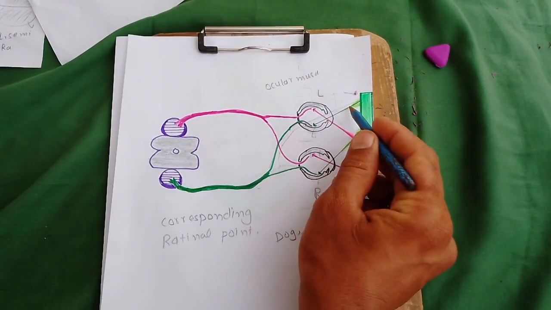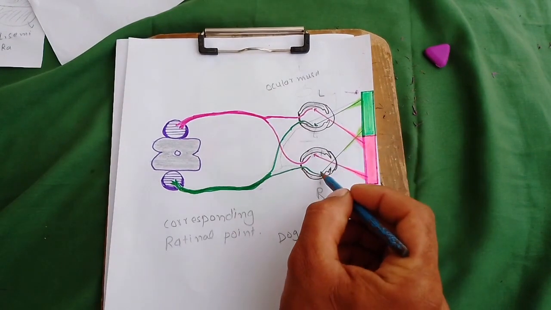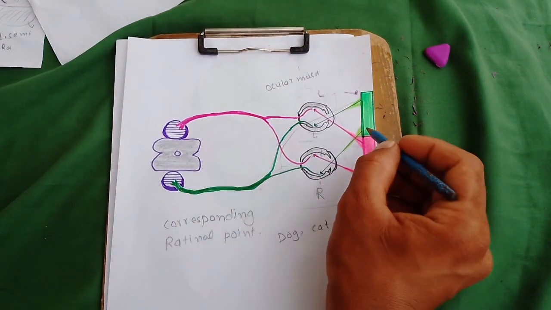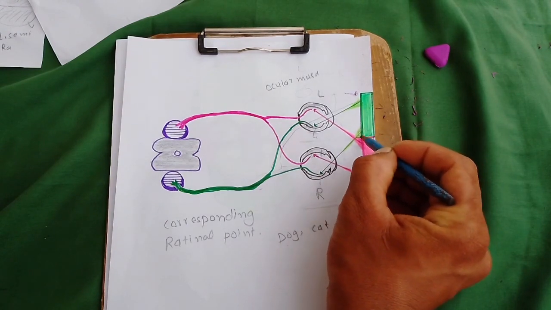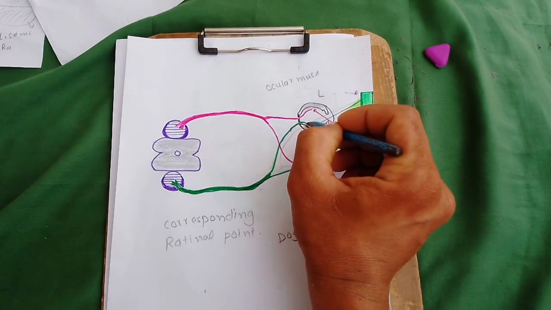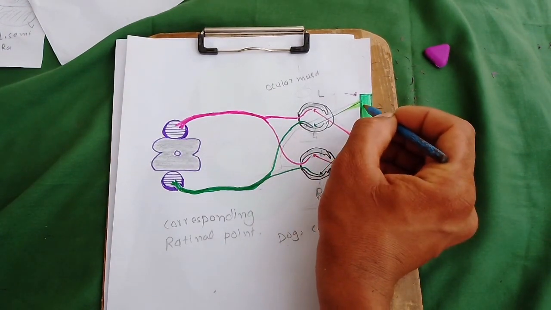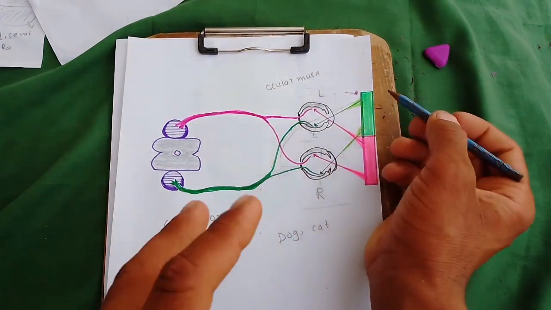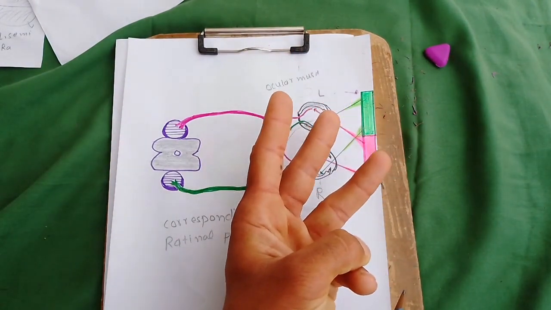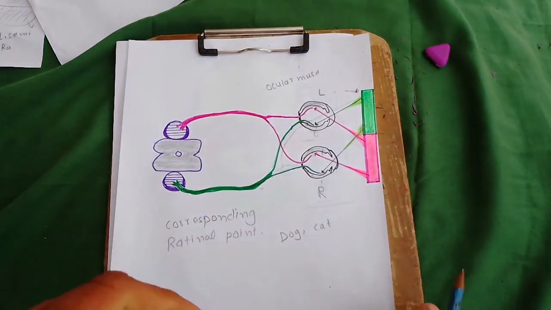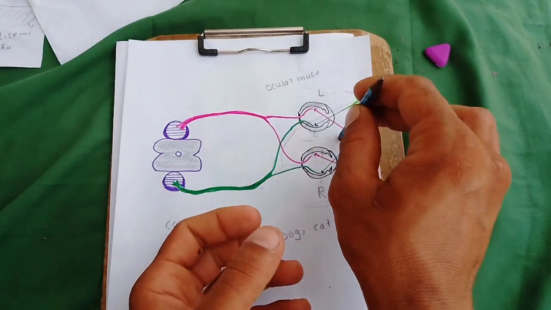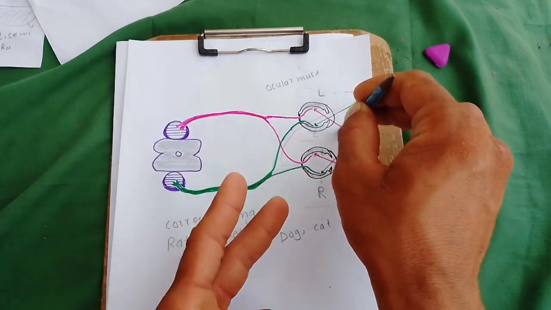The light falling on this area gives a specific message to the brain, and here we see this portion of the object. When light falls on this area, we see that portion of the object and not this portion. So we see two objects. This is called double vision. This is called diplopia.